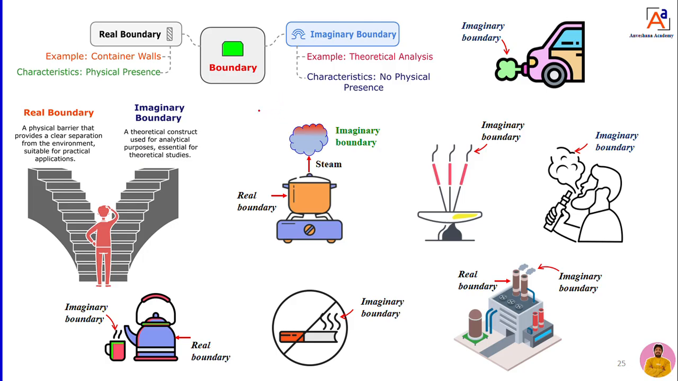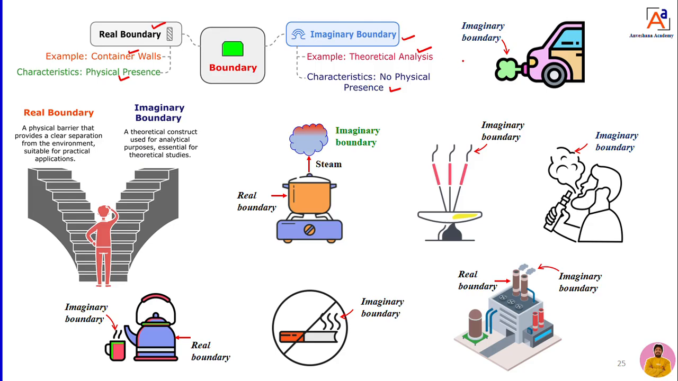Fine. To understand better what a real boundary and an imaginary boundary are, I have taken some live examples that you can see here, dear students. What is a real boundary? Container walls act as a real boundary. And what is the main important characteristic? Physical presence. But for imaginary boundary examples, you can take theoretical analysis. And what is the important characteristic of an imaginary boundary? There is no physical presence, but we can imagine it. That is known as an imaginary boundary.